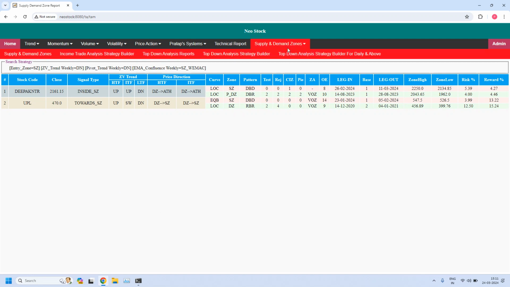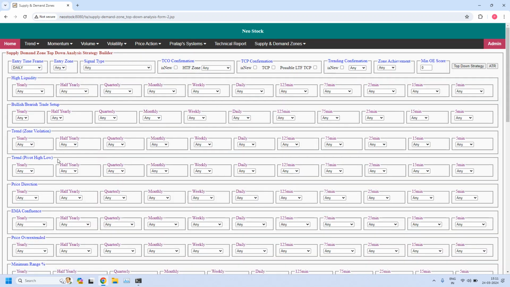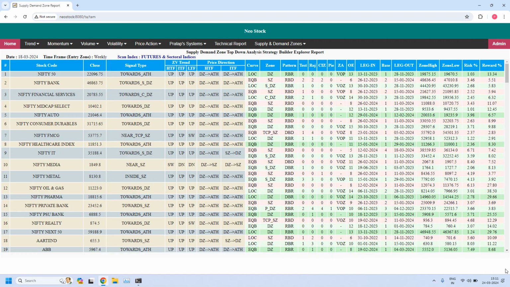And finally, let me generate all the weekly zones for your reference. So entry time frame is weekly. Without any filters, I am generating the report for all the stocks. This is for our reference purpose. I will keep scrolling this list down. I'll be giving you only a few seconds, so you need to pause the video if you want to refer to any of these stocks.